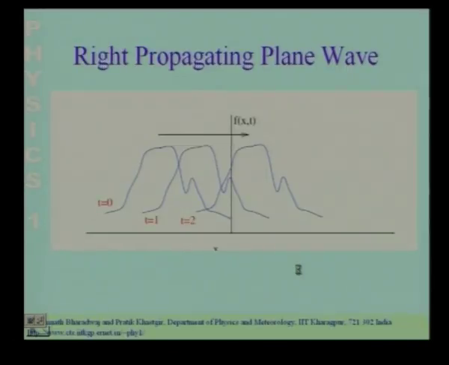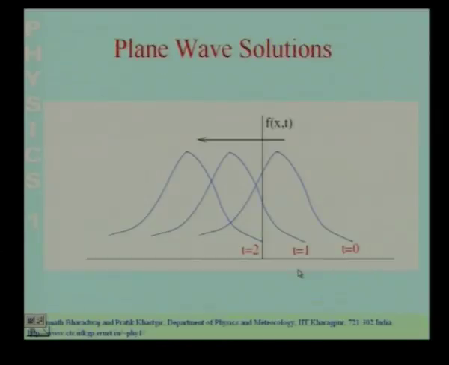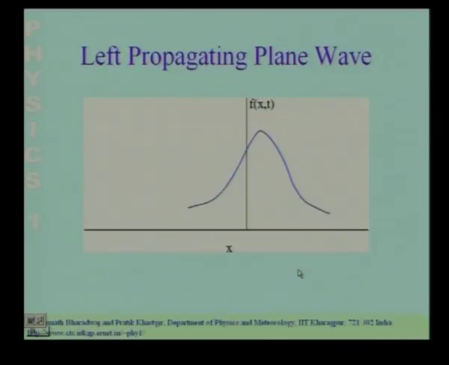So, let me show you this again. As time evolves, this is xi at t equal to 0. At t equal to 0, xi is the function f(x).